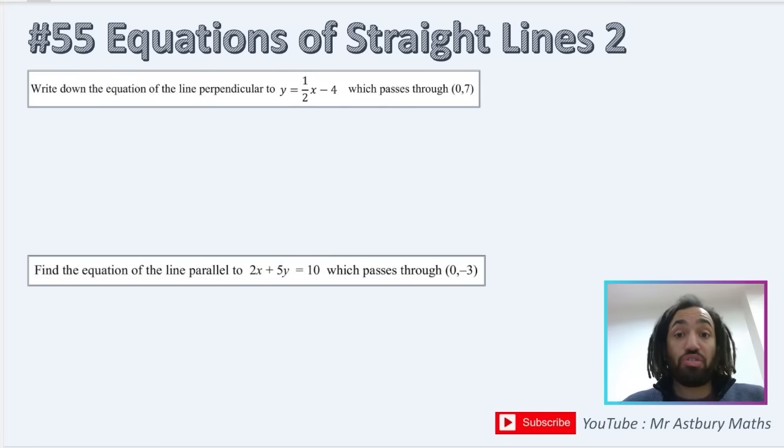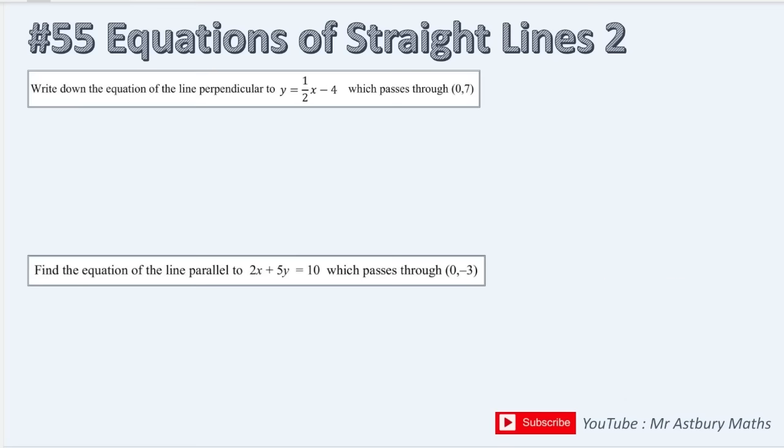55, equation of straight lines 2. This is where we introduce perpendicular lines. And the formula is that the perpendicular gradient is always a negative reciprocal. Okay, let's get it. Okay, so we're told that this line has a gradient of 1/2. So to find the perpendicular gradient, I'll call that M2. I just take minus 1 and I divide by M1, the original gradient.